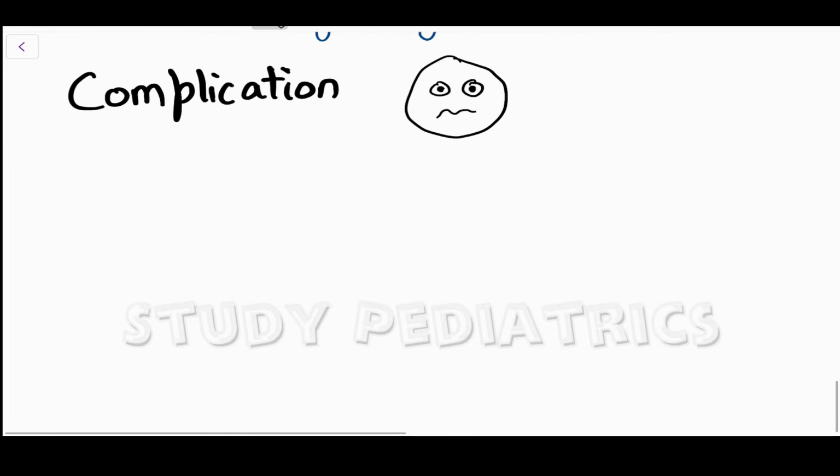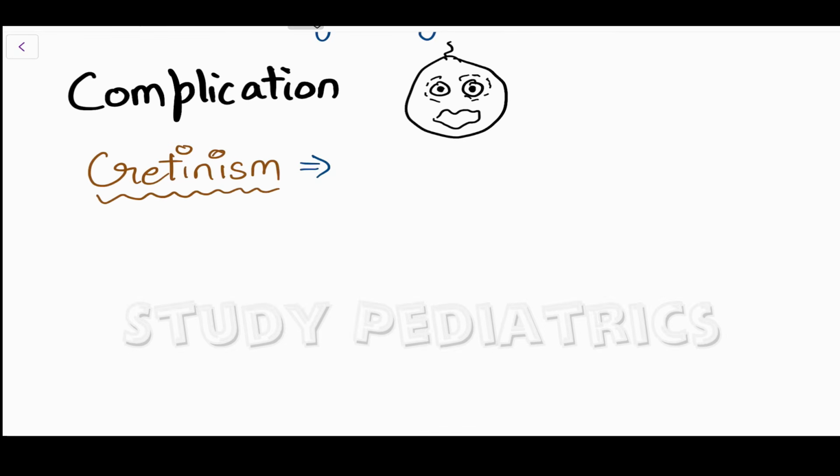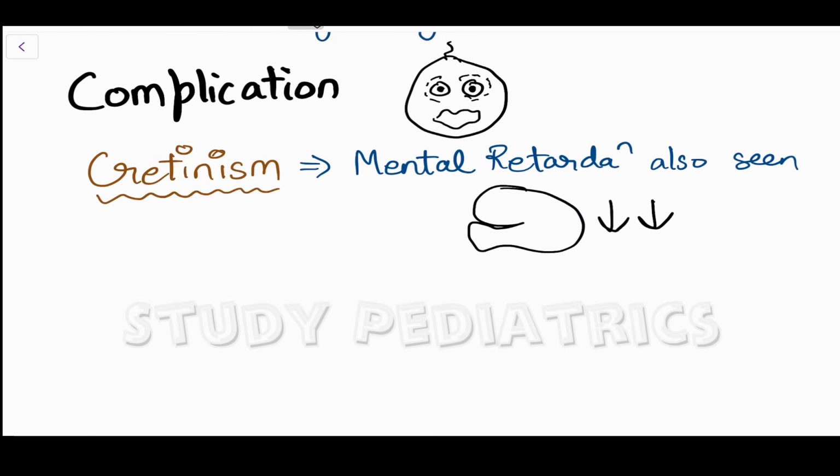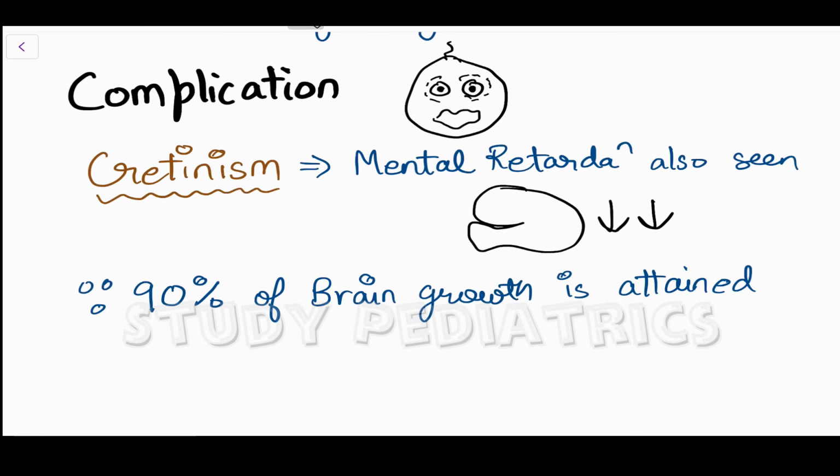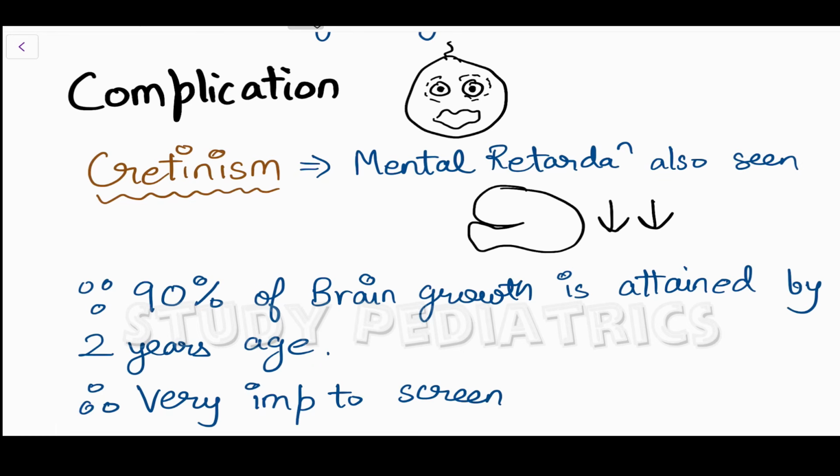Now coming to the complications. The most dreaded complication of hypothyroidism is cretinism, which includes all the features discussed above plus mental retardation. One should note that 90% of the brain growth is attained by 2 years of age, hence early screening and the treatment is very important here.